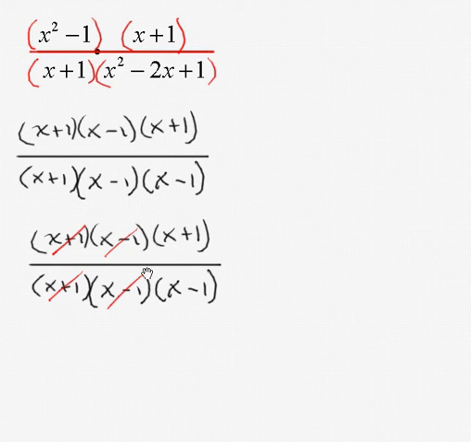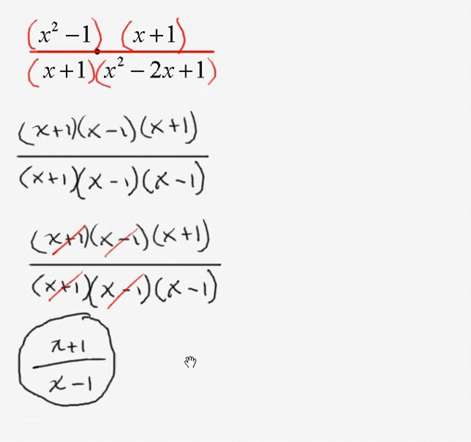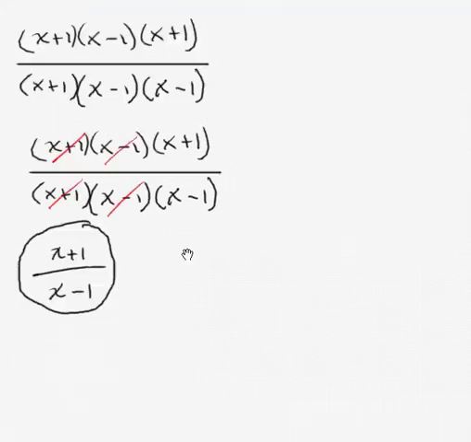X minus 1 in the numerator and denominator being the same divide out to 1. And what we're left with is our solution, x plus 1 over x minus 1. Cannot be reduced any further. You cannot reduce the x's because they are joined by plus or minuses, which makes them terms, not factors.